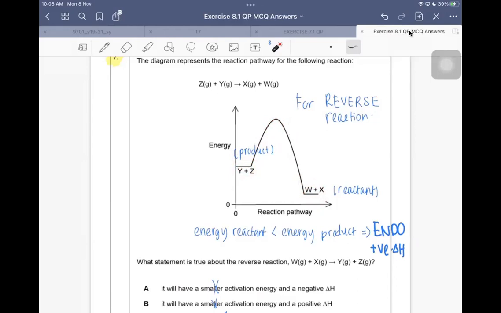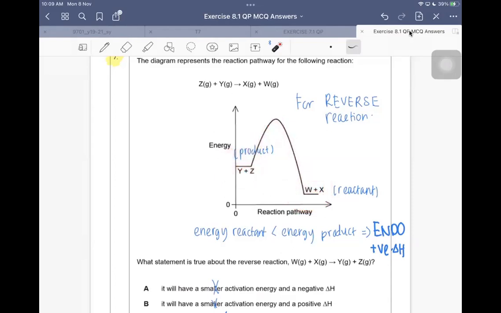Okay, if I'm looking at the reverse, starting from W plus X, going to Y plus Z, the energy of my W plus X, in this case, becomes the reactant because I'm talking about the reverse reaction, okay? The energy of my W plus X is lower than the energy of the product. How do I know? I just look at the level, because on my Y-axis, it's energy. So energy of reactants is lower than energy of products. That means it's an endothermic reaction.